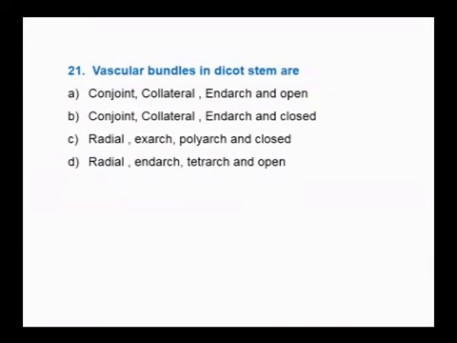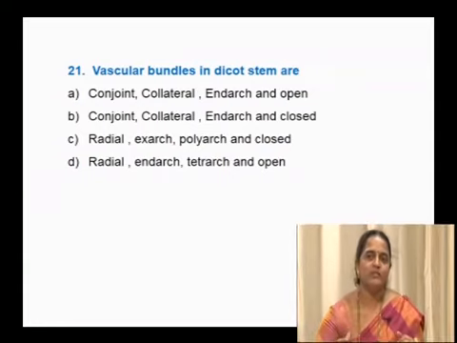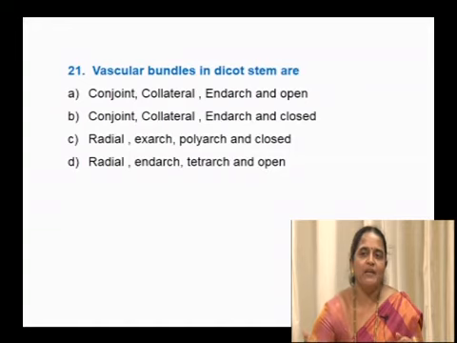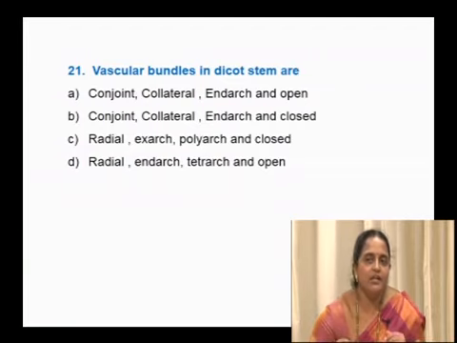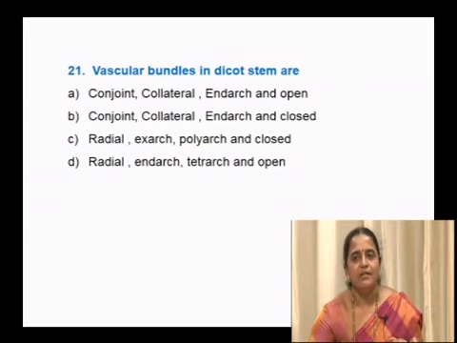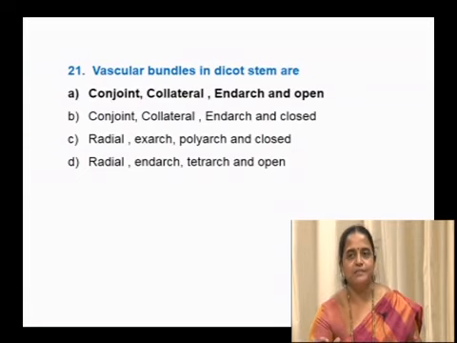The vascular bundles in the dicot stem, I will be explaining. When xylem and phloem are along the same axis and together, we call it conjoint collateral, where protoxylem is towards the pith and metaxylem is towards the pericycle. It is said to be endarch xylem. And when xylem and phloem are separated by intrafascicular cambium, it is known as open. So, in the dicot stem, the vascular bundle shows conjoint, collateral, endarch and open condition.